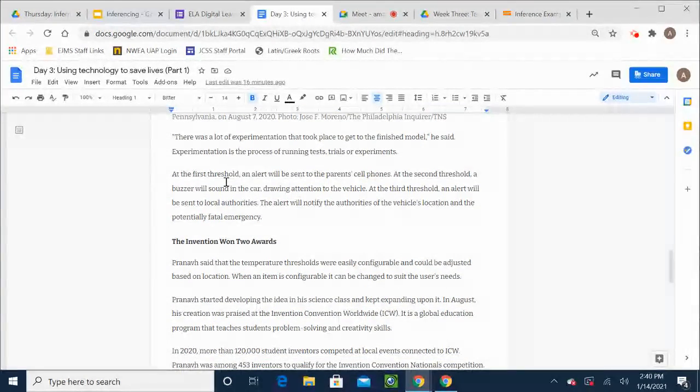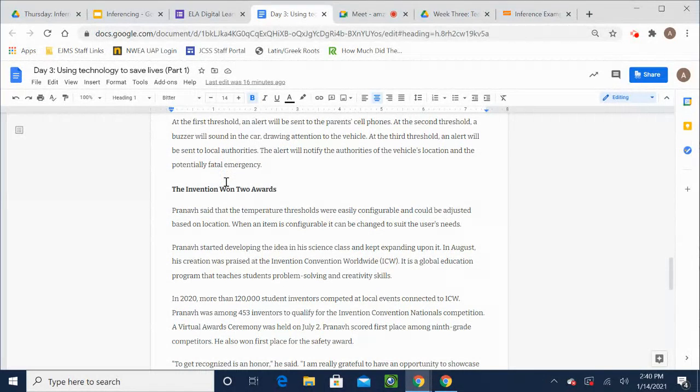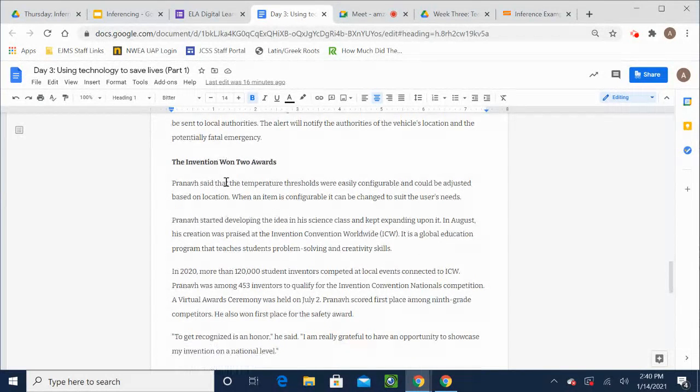"There was a lot of experimentation that took place to get the finished model," he said. "Experimentation is the process of running tests, trials, or experiments. At the first threshold, an alert will be sent to the parents' cell phones. At the second threshold, a buzzer will sound in the car, drawing attention to the vehicle. At the third threshold, an alert will be sent to local authorities. The alert will notify the authorities of the vehicle's location and the potentially fatal emergency.